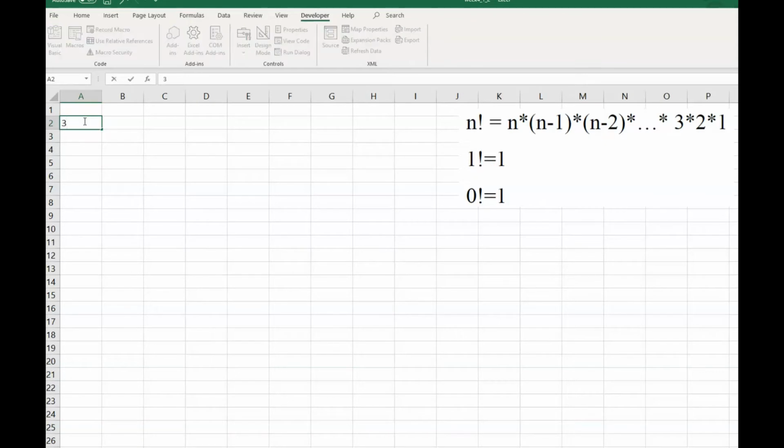Suppose we choose 3. Okay, 3, 2, and 1. Then we need 3 to 1. So what is factorial? It's 3 times 2 times 1. Then it's 6. So actually product. So it's product everything together. So it's a 6.